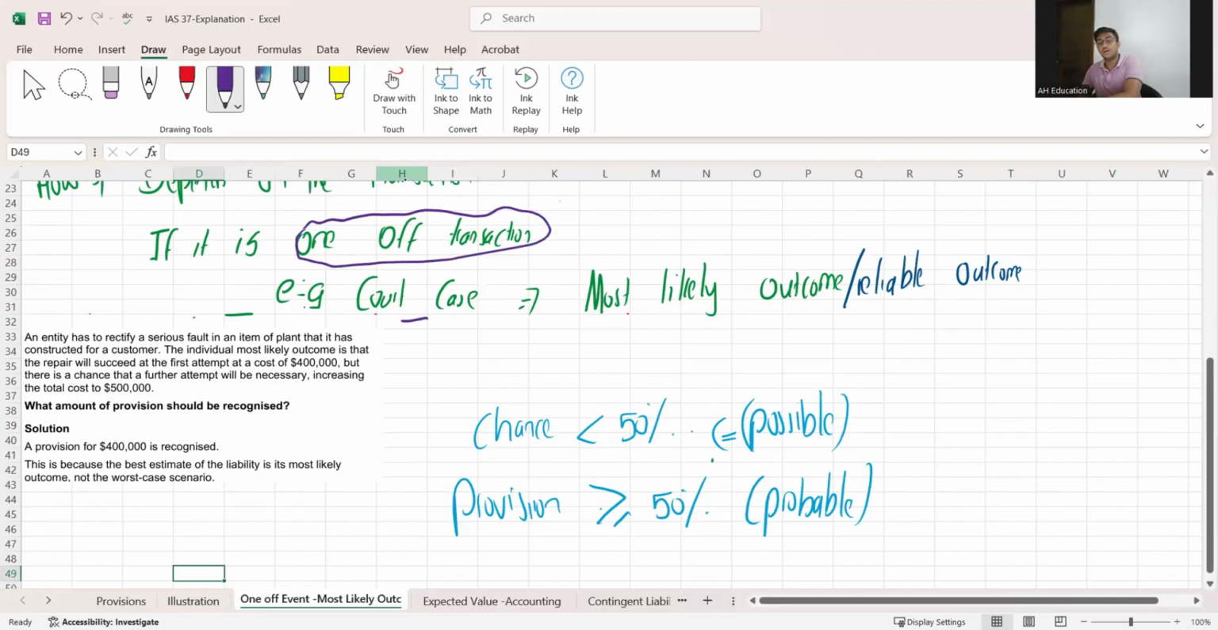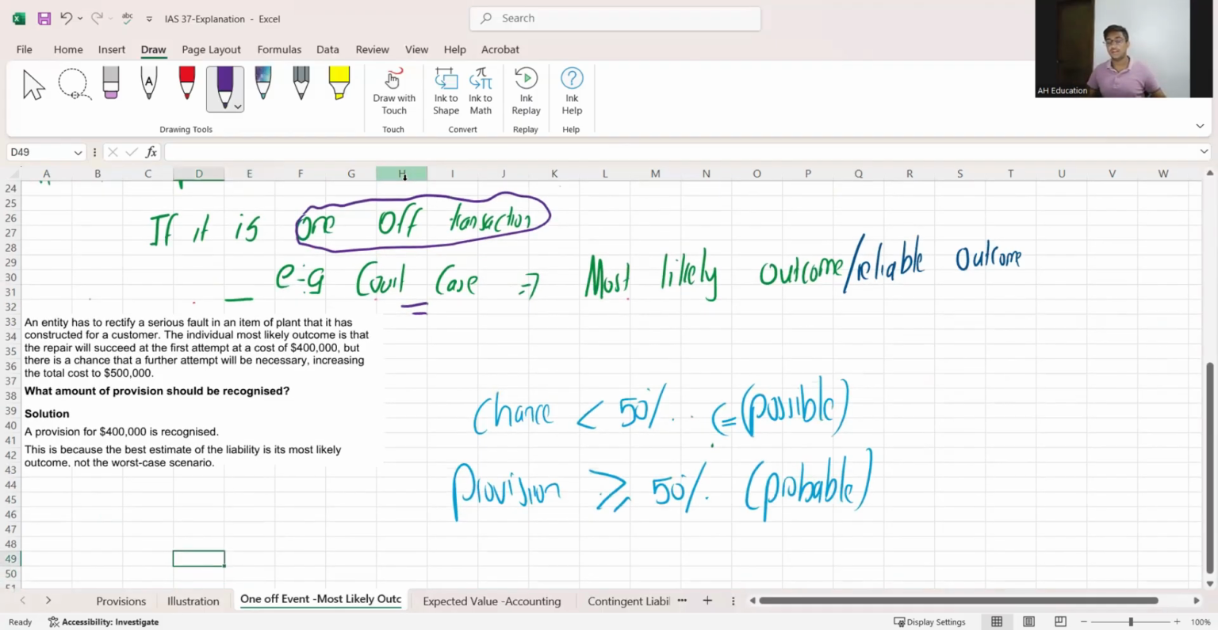I mean by one-off? Court cases. We do not go to the court and have cases every year, as I told you. Rarely, once or twice, we'll be facing it. If it's a one-off event, you are supposed to take the most likely outcome, or in simple terms, the reliable outcome.